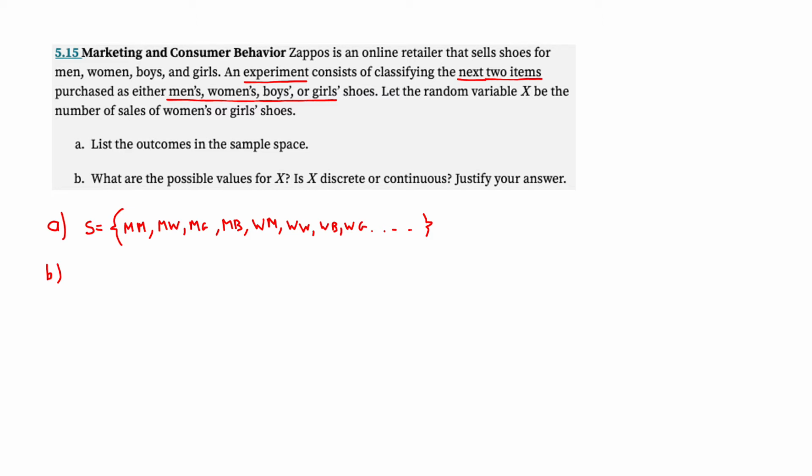Now, if X is the number of sales of women's or girls' shoes in these experiments, then it becomes a little bit more straightforward. Okay, we can either have 0 women's or girls' shoes. We could have 1. Or we could have 2, right? We've got this one here, these two. And we can't have more than that. We've only got 2 shoes in each experiment. Now, these are countable, discrete values, no decimal places or anything like that. So X is discrete.